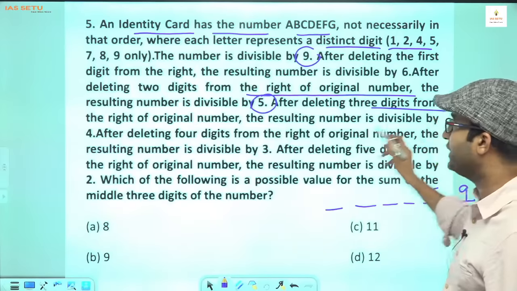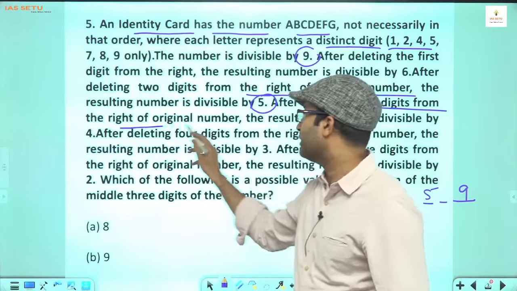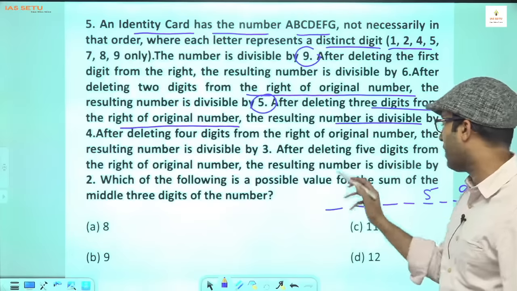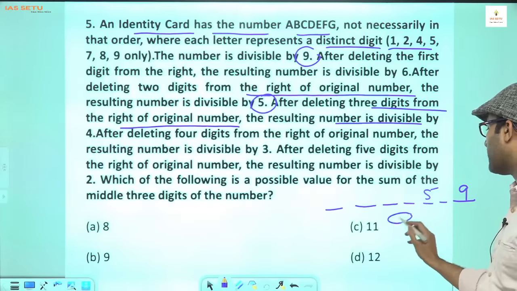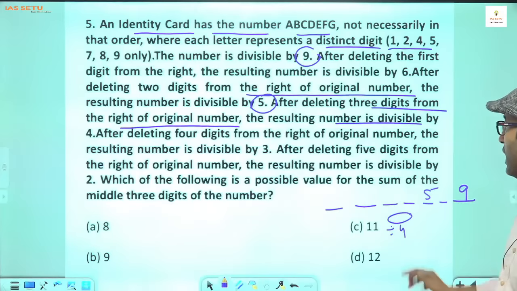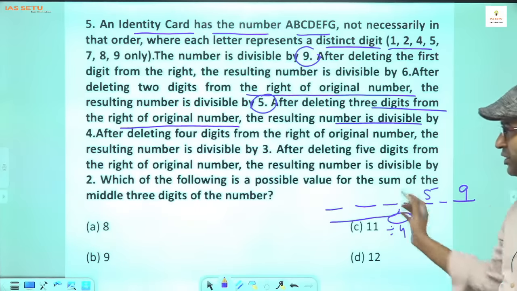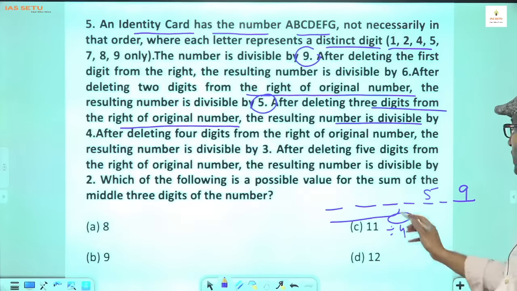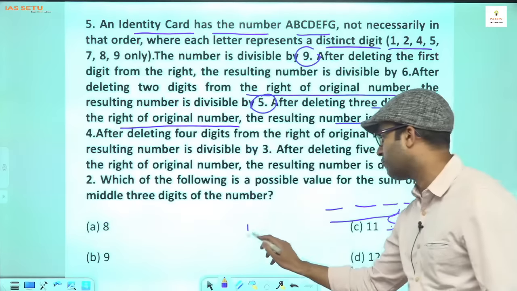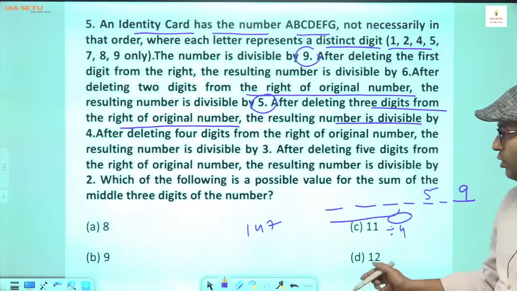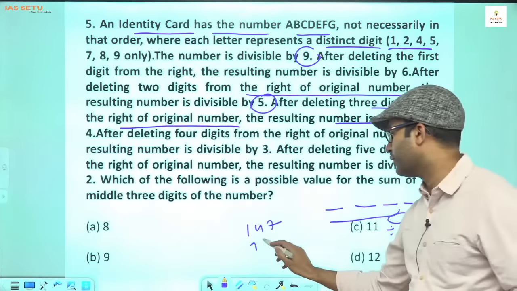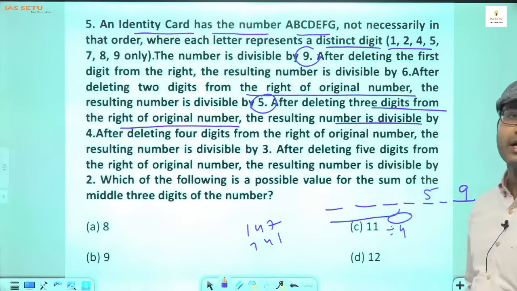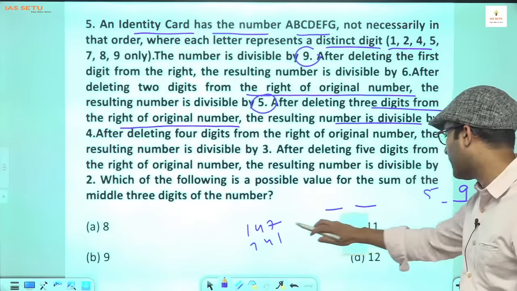After deleting 3 digits from the right of the original number, the resulting number is divisible by 4. So the last 2 digits have to be divisible by 4. And these 3 digits are divisible by 3 according to the question. So what combination do we get for the first 3 digits? 1 4 7, or you can change it to 7 4 1. But the first 2 digits are divisible by 2, so here it has to be 4.